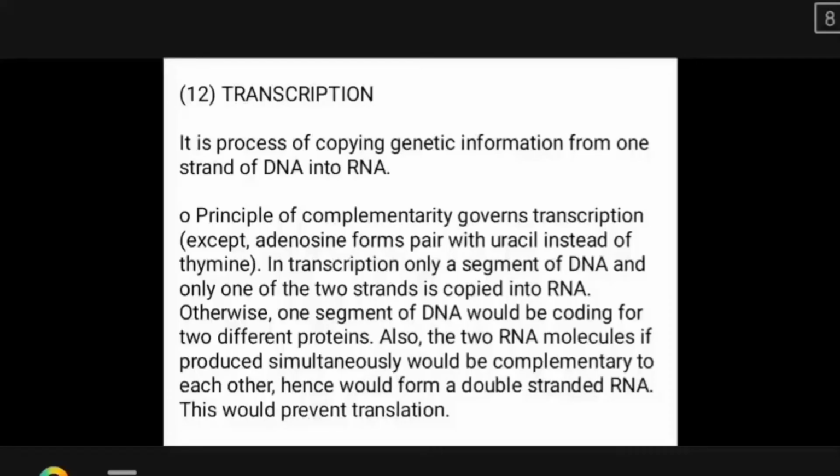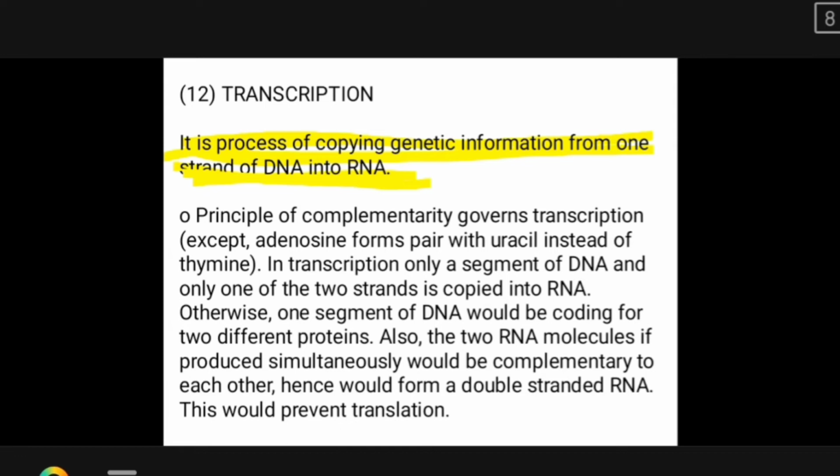Molecular basis of inheritance part 2. So now we will first start with the transcription. Transcription is the process of copying the genetic material from one strand of DNA into the RNA. So that is actually a method of preparation of RNA from DNA using any one of the two strands of the DNA. This is called transcription.